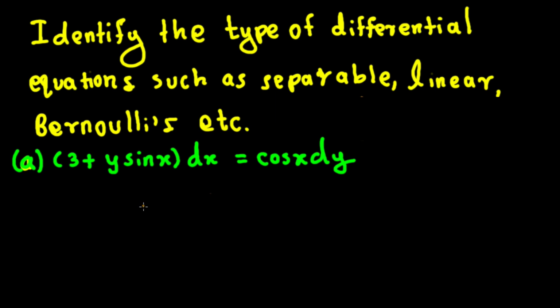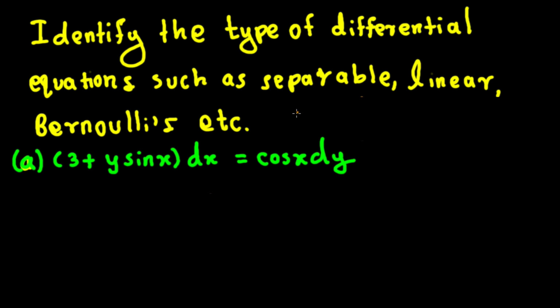What's going on, guys? Let's look at this problem right here. This question is asking us to identify the type of differential equations, such as separable, linear, Bernoulli's, etc. Let's look at the first one. The first one says (3 + y sin x) dx = cos x dy, and this is linear and exact. I'm going to show you how it is.